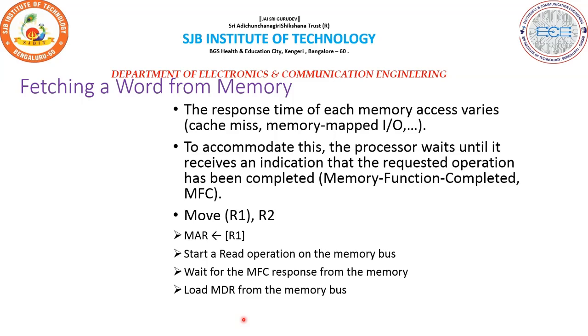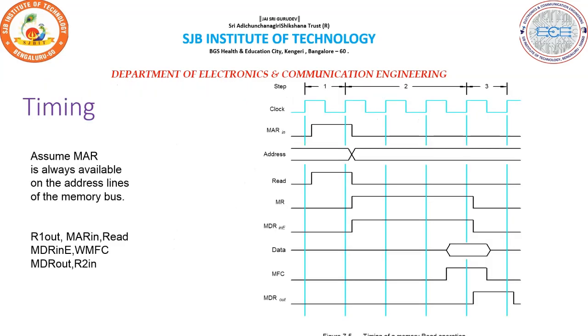Okay. So for simplicity, let us assume that the MAR is always available on the address lines of the memory bus. This is the case when the processor is the bus master. So when a new address is loaded into MAR, it will appear on the memory bus at the beginning of the next clock cycle, as shown in the figure.